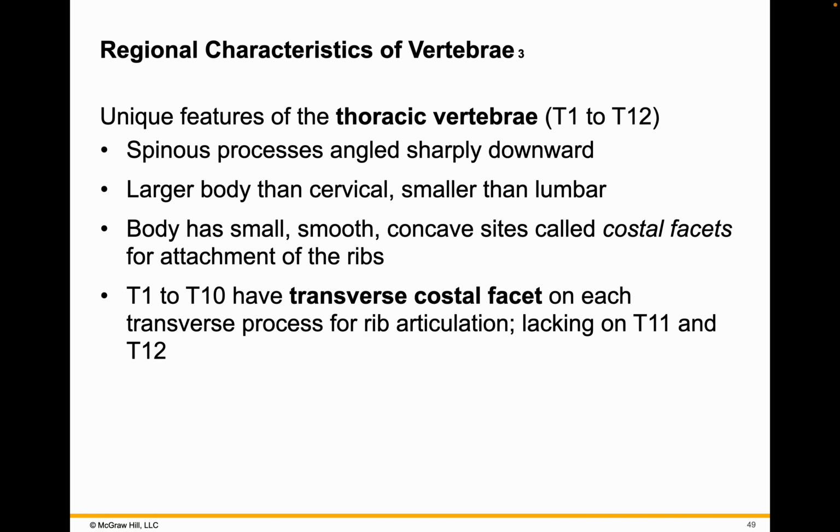Thoracic vertebrae have a spinous process that angles sharply downward. They have a larger body than the cervical, smaller than the lumbar. The body has small, smooth, concave sites called costal facets where the ribs attach. T1 through T10 have a transverse costal facet on each transverse process for rib articulation, which is lacking on T11 and 12.